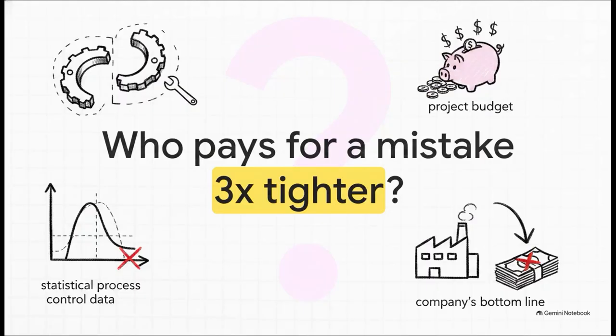See, very often an engineer will tighten a callout just to be safe. They want to ensure everything assembles perfectly, so they just squeeze that tolerance zone down. But they do this without ever actually checking the statistical process control data of the machines cutting the metal. When you tighten a callout just to be safe, without looking at the real capability of the manufacturing process, you really have to ask yourself, who pays for that mistake? Well, the answer is your project budget and ultimately your company's bottom line.